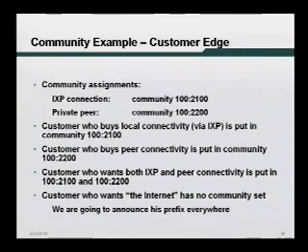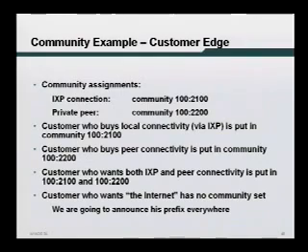So the customer who bought local connectivity was in one community. Customer who buys peer connectivity is in 100:2200. Customer who wants both goes into both communities. Customer who wants the internet got nothing set at all. Okay? And then the way we give the customer the connectivity is, if we want to announce them to the exchange, we set up a policy on the peering with the exchange that says we only send community 100:2100 to the exchange. So all the prefixes belonging to that community get sent to the exchange point, and so forth.